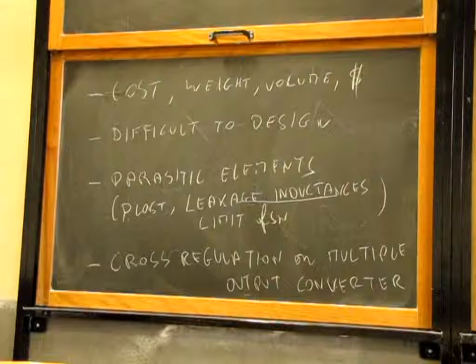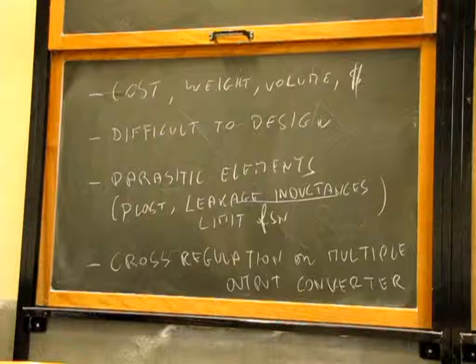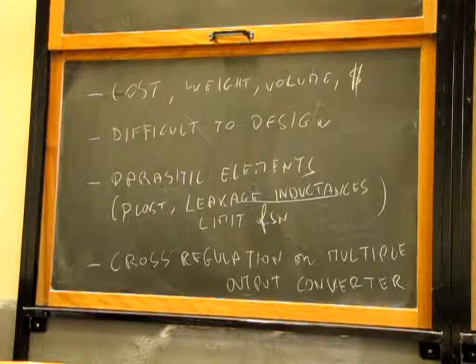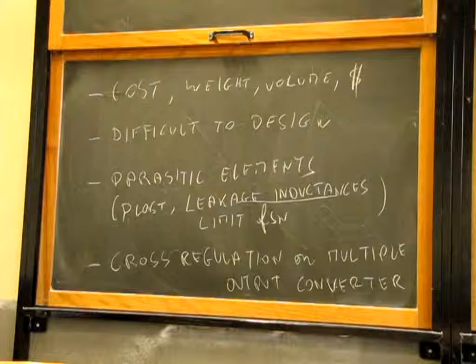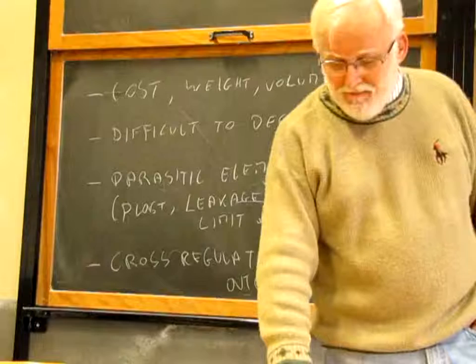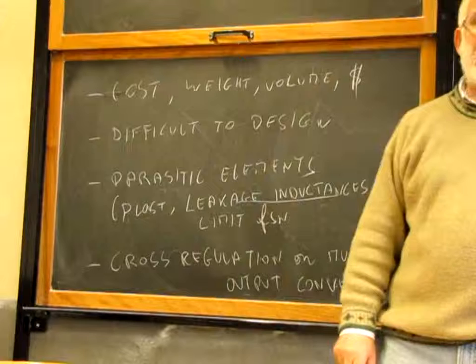That means if you have a multiple output converter, you would like to have the first output exactly at its voltage, the second output at its voltage, the third output at its voltage, and so on. But the voltages may not be exactly right, and if you change the load of one output, the other outputs can change their voltage as well. And the more outputs you have, the worse this problem is. This is the reason why, as I told you, you usually don't easily find converters with more than 3 or 4 output voltages.